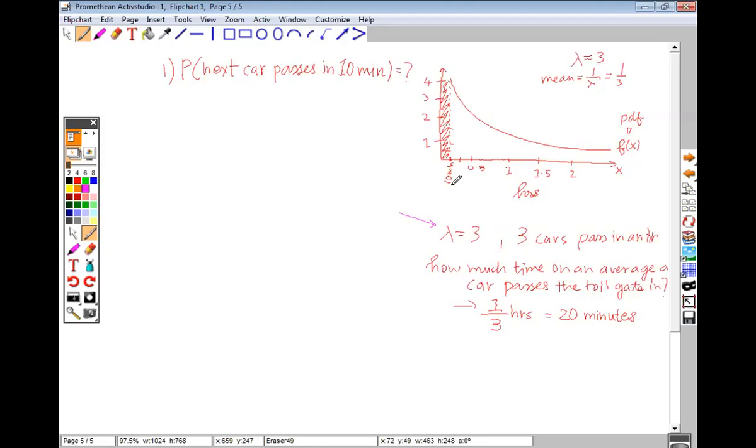So that's there. And let us try and answer the next question now. So I have another question related to the same thing. Now my question is, what is the probability that the next car will pass after 1 hour? How will this look like on the graph?